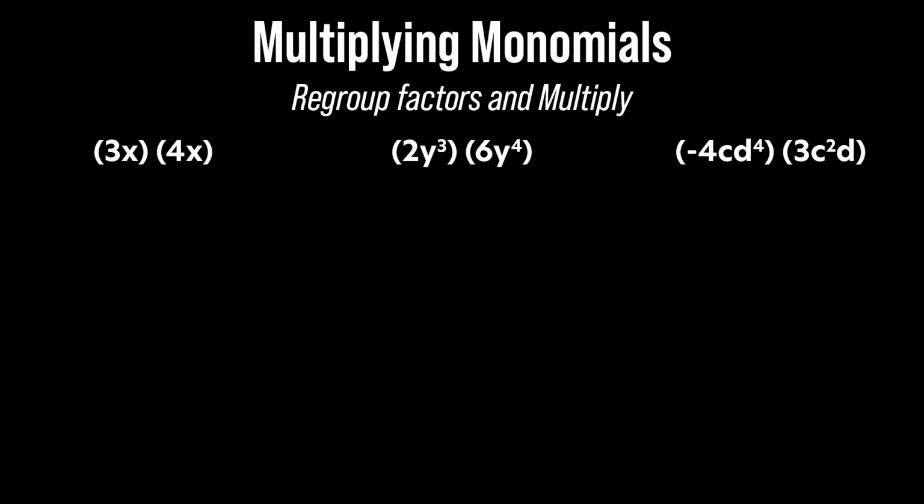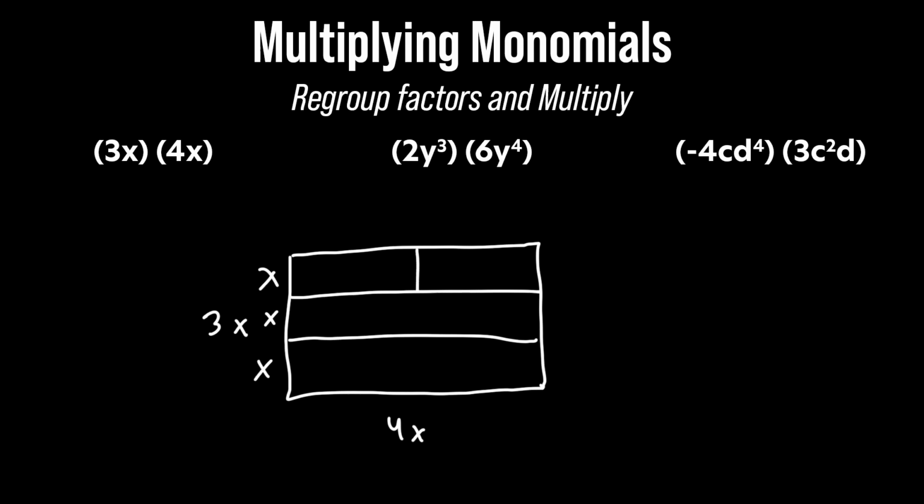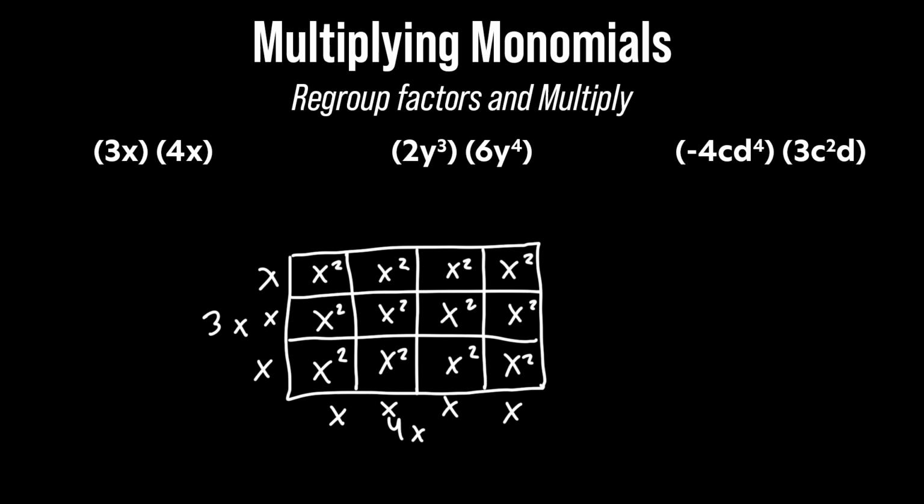Now, how about multiplying monomials? In the first example, we have 3x times 4x. How do we multiply these two numbers together? Well, let's think about it visually. If we had a rectangle with length 4x and width 3x, what would be the area of the rectangle? As we can imagine, the 3x would look like this, where each row is x, and the 4x would look like this. So each of these would be x squared. And so what do we have? If you counted all of these up, it would be 12. 12x squared. And that's our answer. Our answer is 12x squared.